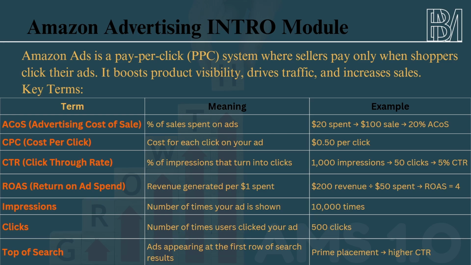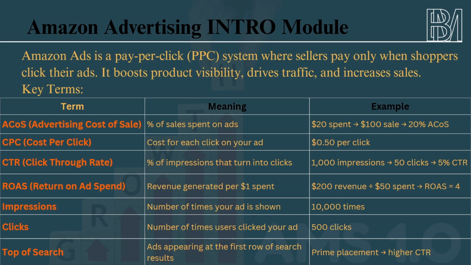Now, ACOS only looks at the sales directly from ads, right? While TACOS considers your total sales, including your organic, that is non-ad sales, as well as ad sales. This helps you understand the true impact of advertising on your business. So lower TACOS over time usually indicates that the ads are helping boost organic sales efficiently.